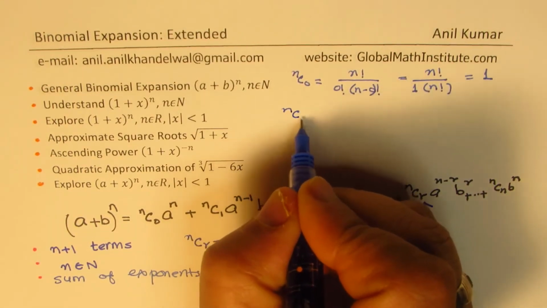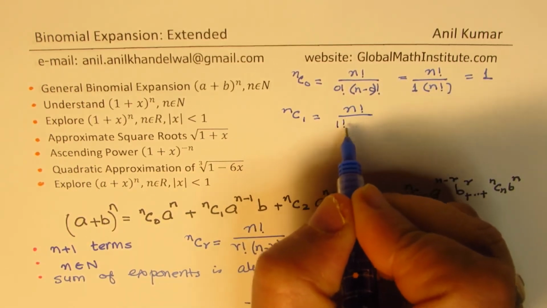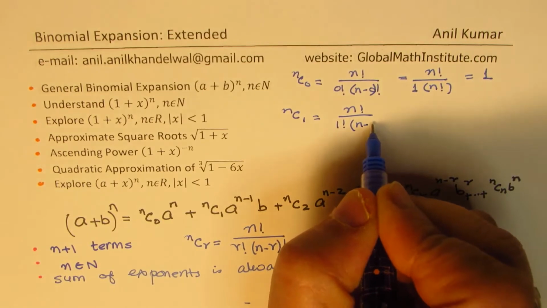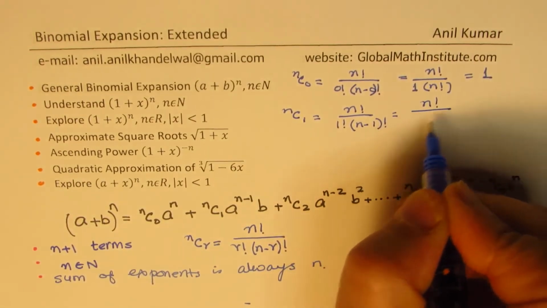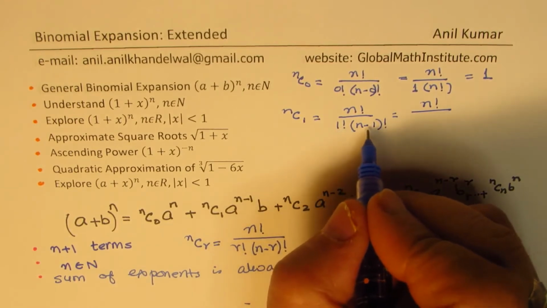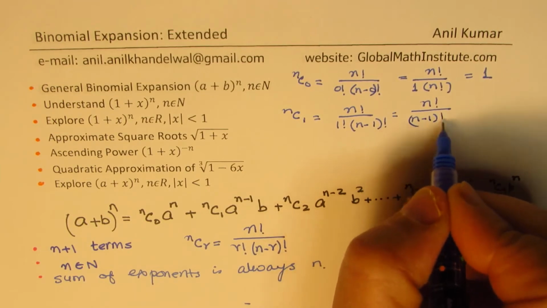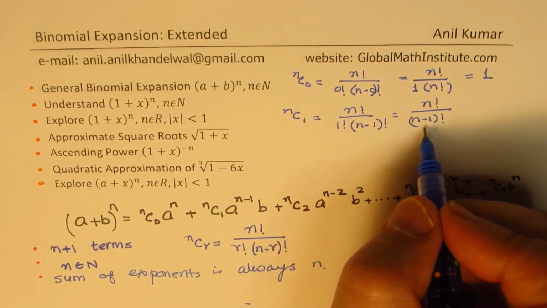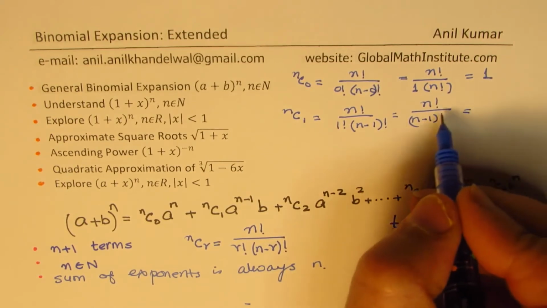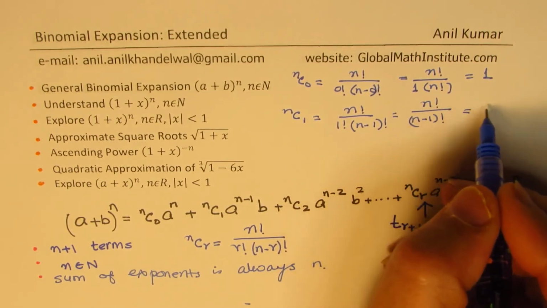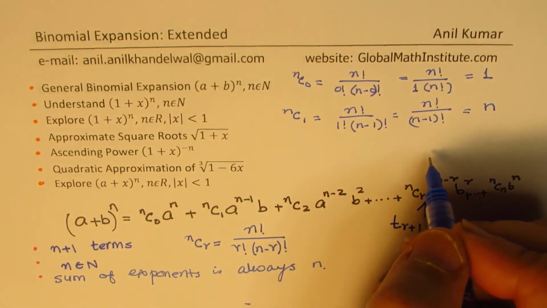Now when I say nC1, that means we get n factorial over 1 factorial times (n - 1) factorial. Here 1 factorial is 1, and we are left with (n - 1) factorial. Now n factorial over (n - 1) factorial gives only n times (n - 1) factorial over (n - 1) factorial. We get n as a result, right?